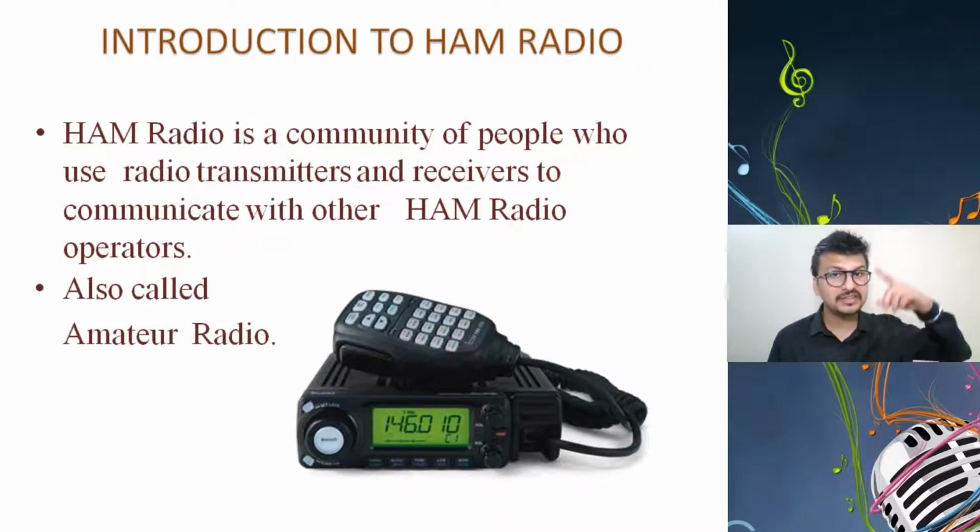While in a community radio station, the listeners only have to use a receiver. They don't have to use a radio transmitter and other things. They just use a simple radio to get the signals. And in ham radio, the connection is in real time. It's a type of two-way communication, or you can say a live communication. Two people can talk to each other. So ham radio operators use radio transmitters as well as receivers to communicate with other ham radio operators.